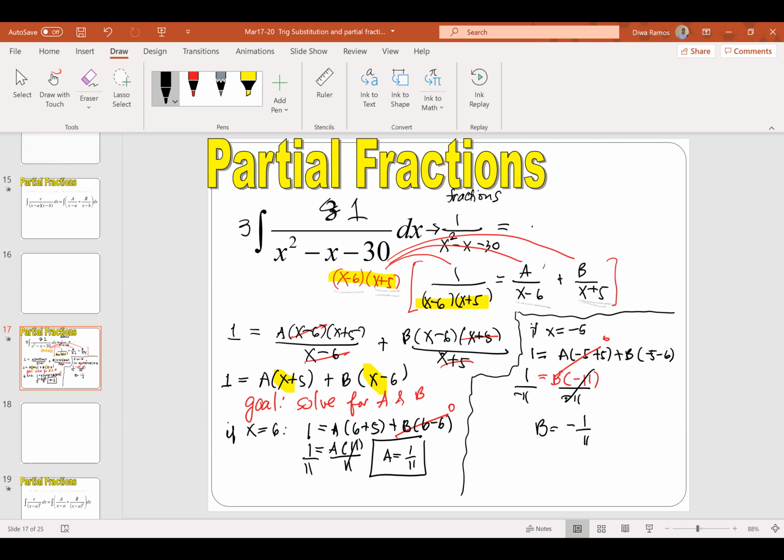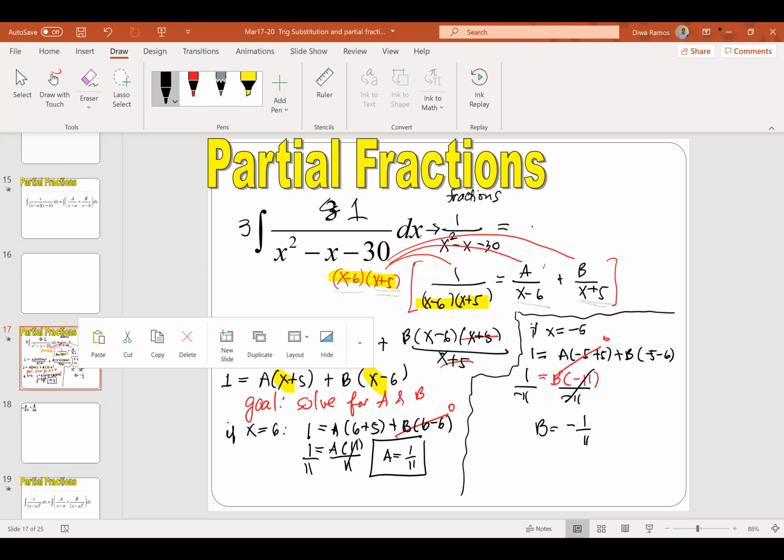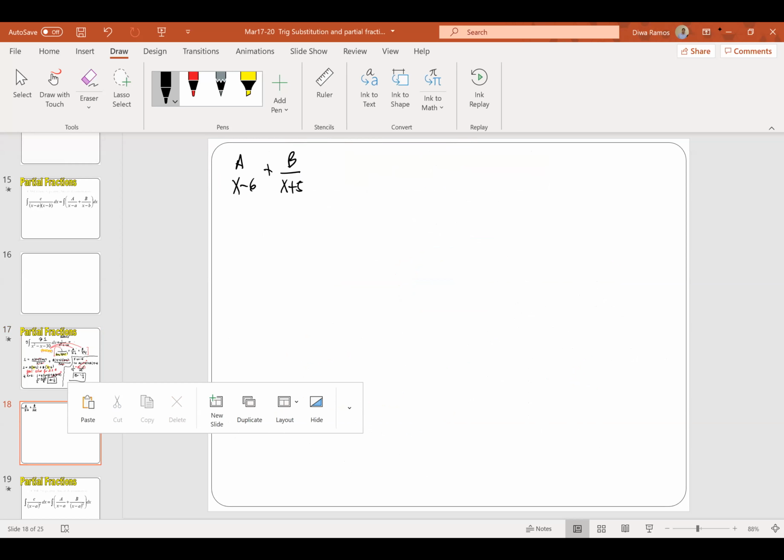Cool. All right. A question so far? Okay, so assume that is a good thing. So we have a over x minus 6 plus b over x plus 5 equals 1. That's what we had over there. And essentially we got a is 1 over 11 and b is -1 over 11. So let me just rewrite that from the original setup.